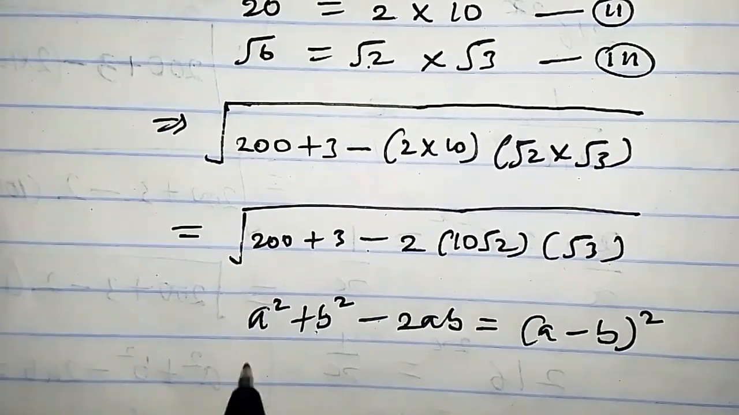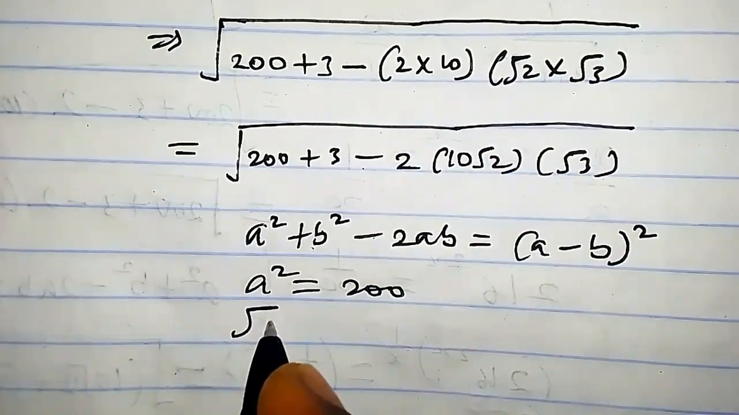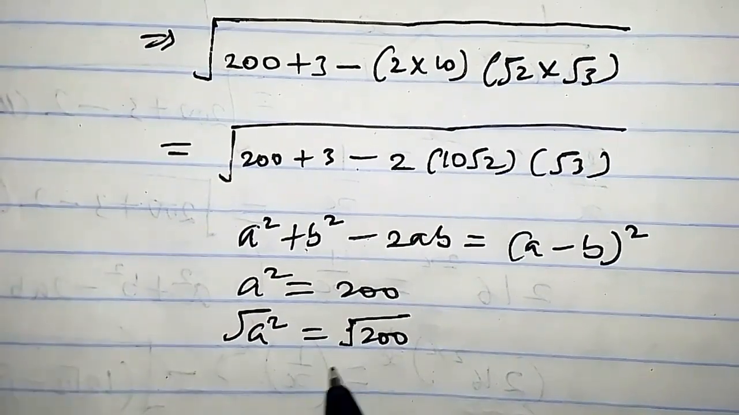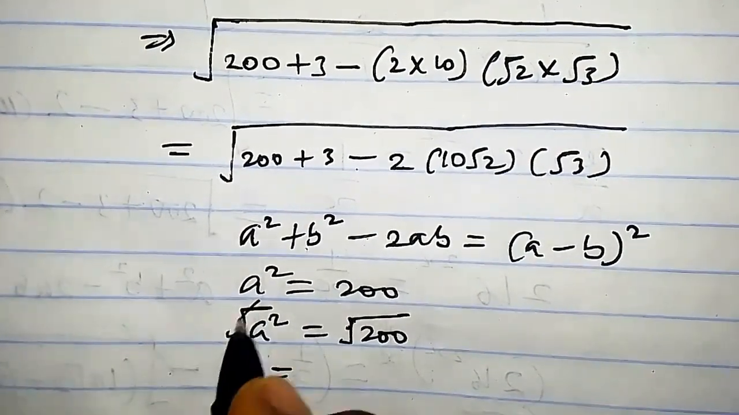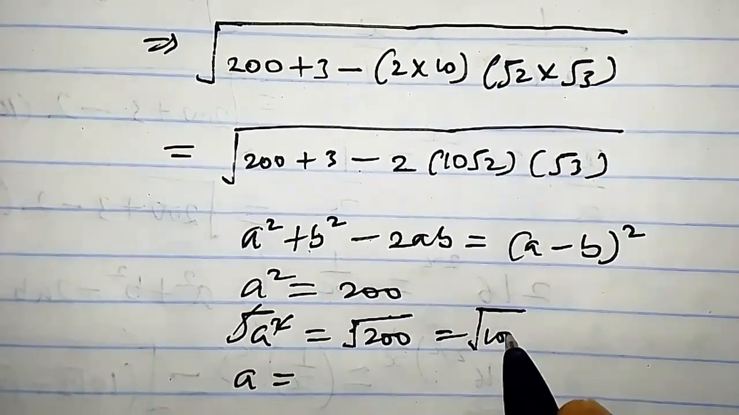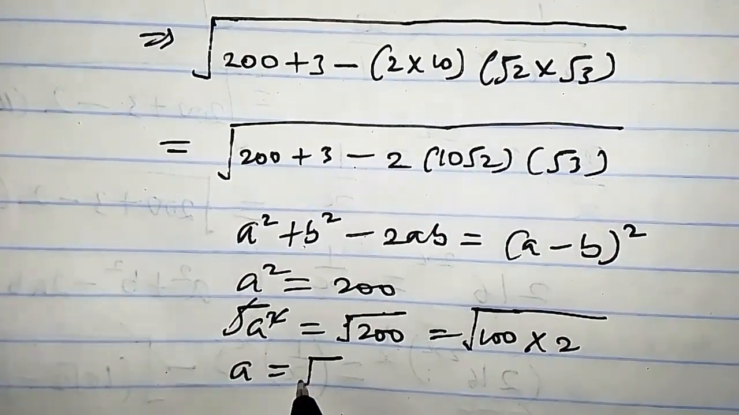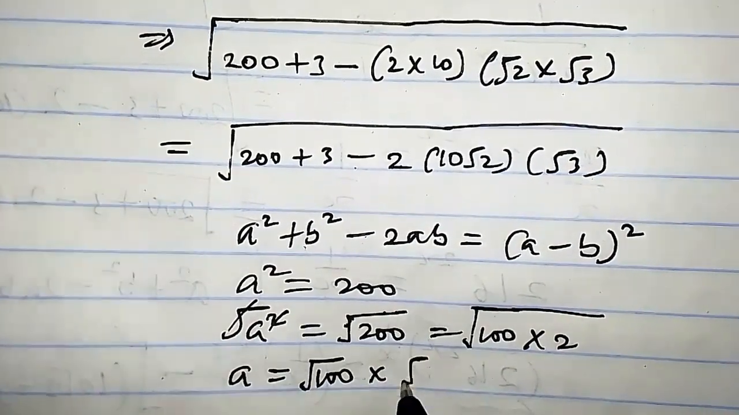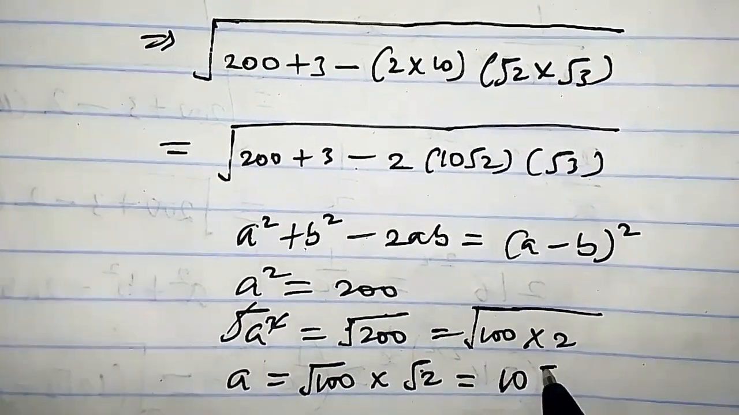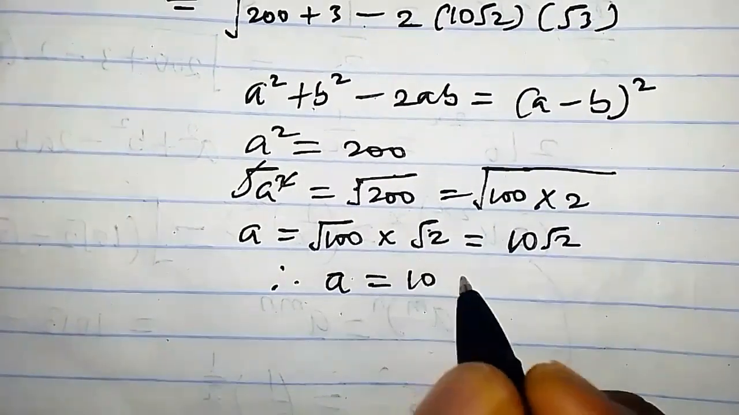When we set a square equal to 200, if we take the square root of both sides, square root of a square equals square root of 200. So we're going to have a, because the square root takes care of the square. We can write this as square root of 100 times 2, which can be simplified as square root of 100 times square root of 2. Square root of 100 is just 10, so 10 root 2. Therefore, a equals 10 root 2.